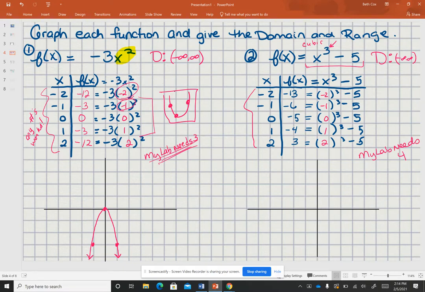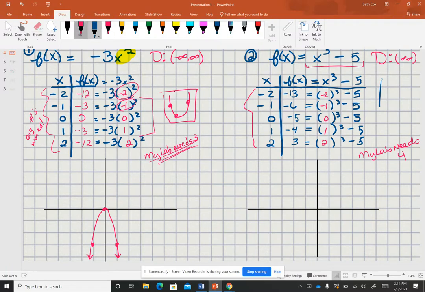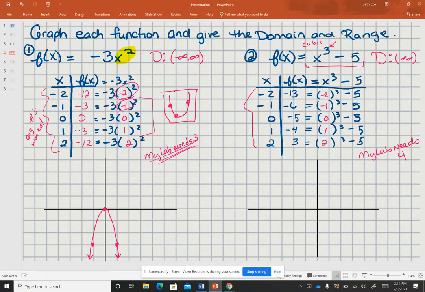Now, when I do MyLab, this is a cubic. It's going to be a 4-point cubic. So on the MyLab box, you're going to have a little thing that looks like this, and it's going to have 4 points. When you're doing MyLab, you're going to click on that in order to graph it, and you just do 4 points.